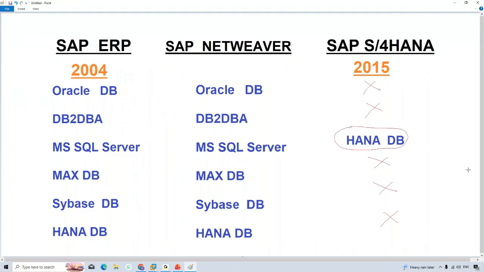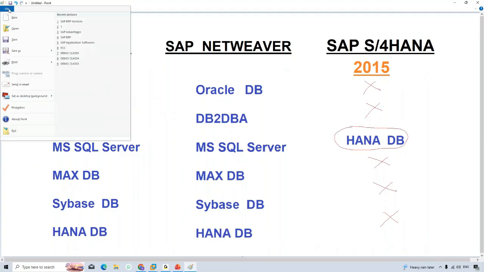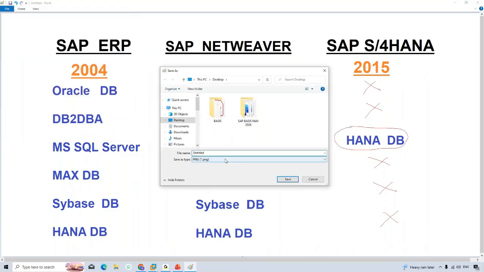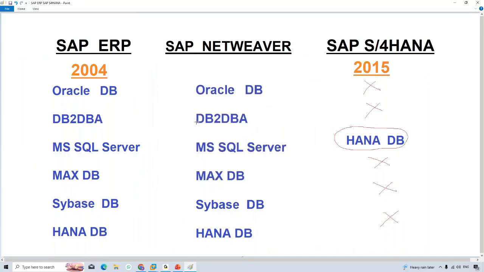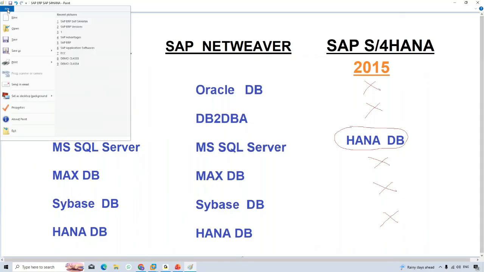This is one of the interview questions, so please remember it. I am just comparing ERP, NetWeaver and S4 HANA: what databases are supported for ERP, and what databases are supported for NetWeaver. For S4 HANA there is only one database, HANA database only.